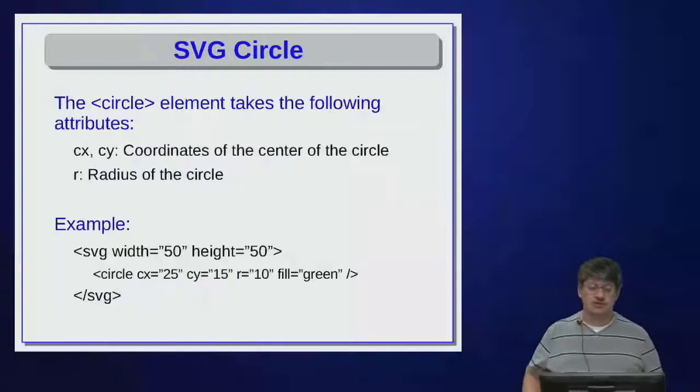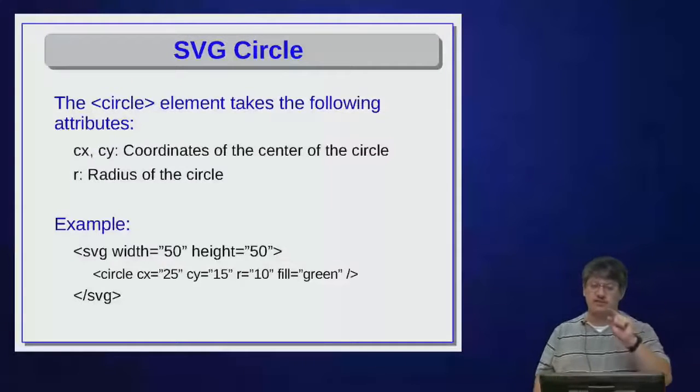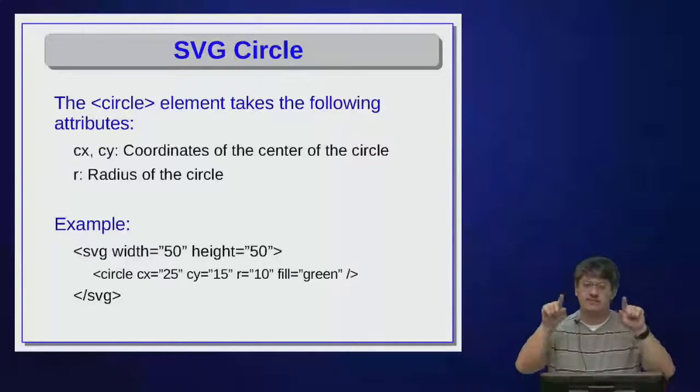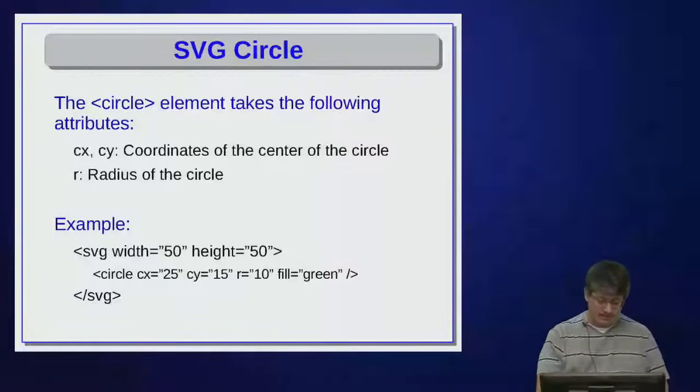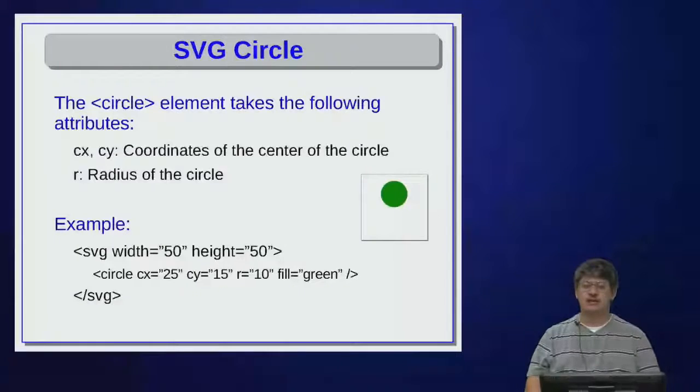I can draw circles. The circle element takes 3 attributes. Cx and Cy are the coordinates of the center of the circle, and R is the radius. So for example, I can draw a circle centered at 25, 15 with a radius of 10 pixels, and I can fill it with green paint. And that looks like this. You'll notice that because I drew it at x coordinate 25, that it's centered from left to right. But vertically, it's a little off-center because instead of putting it at 25, I put it at 15, so it's shifted up a little bit.